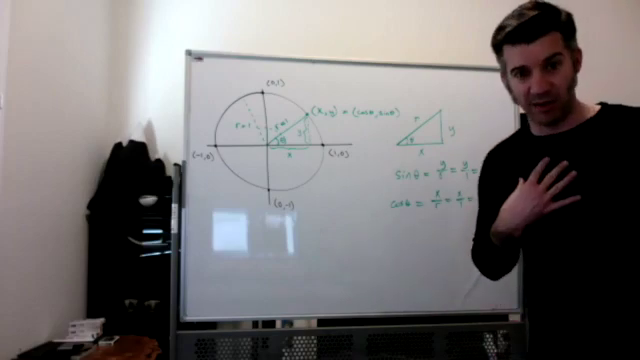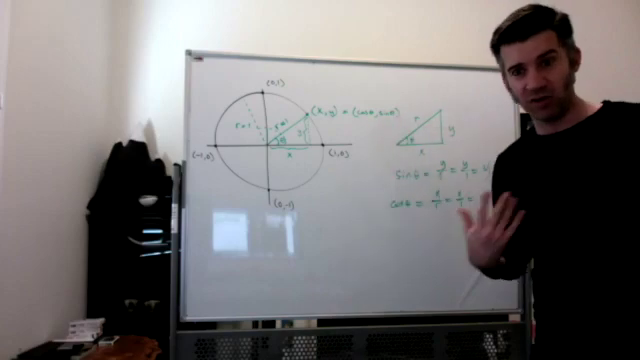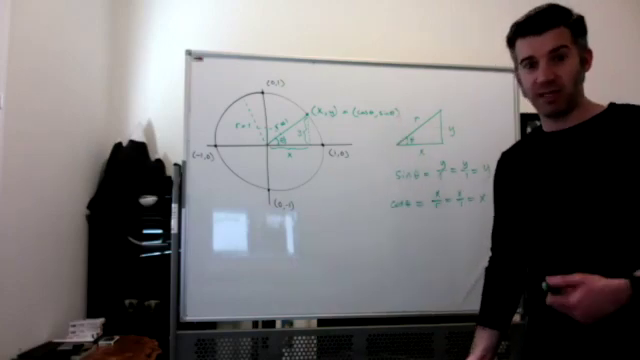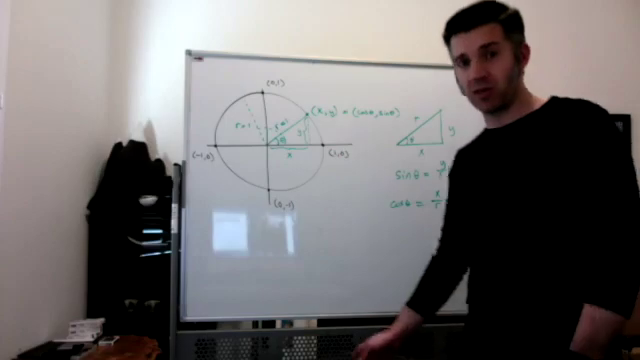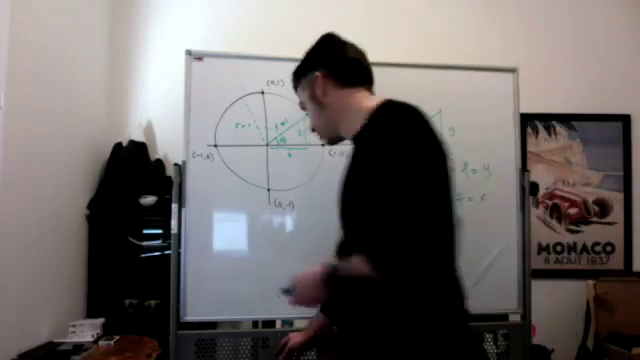Some people, not myself, like to memorize all the coordinates on the unit circle. I don't find that to be particularly useful. What instead we're going to do is use the idea of what's called a reference angle. So we're going to draw it again.